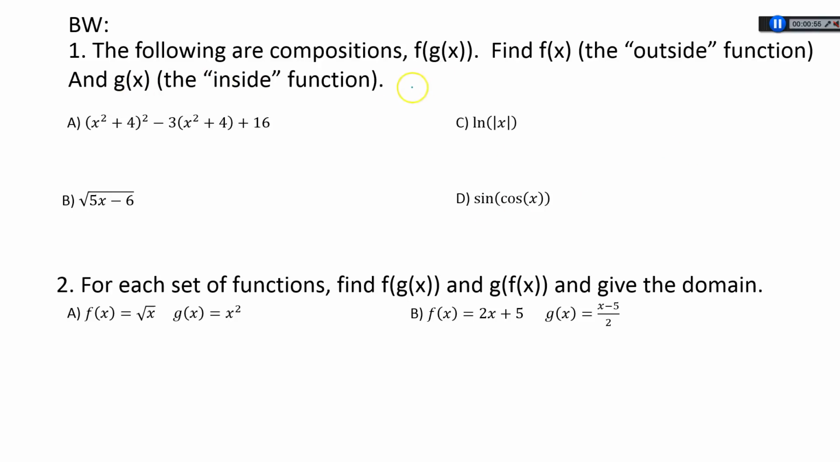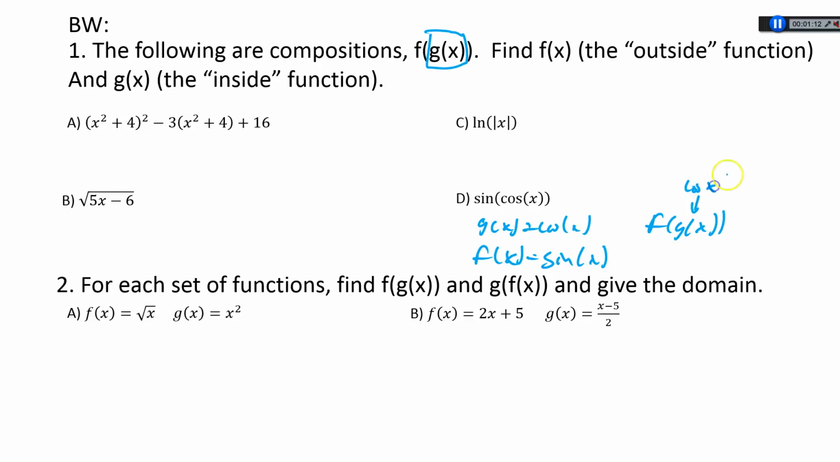The inside function, so we think about this as f of g of x. The inside function here is definitely going to be cosine x, right? g of x is cosine x. And the outside function, f of x, is going to be sine x. Then if you did f of g of x, that cosine goes on the inside there. That's going to be our g, and so then we do the sine of cosine of x. That makes sense.